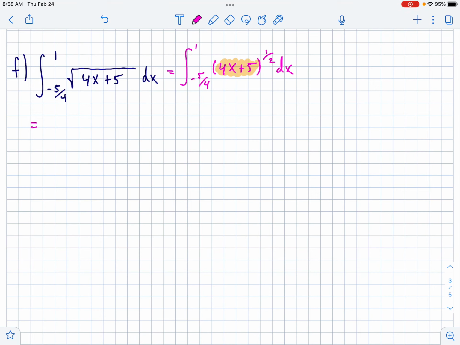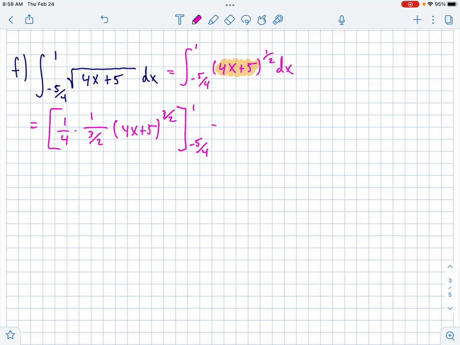So this will become, well, we need to have the 1/4, and then it's going to be times 1 over n plus 1. So 1/2 plus 1 is 3/2. So this will become 1 over 3/2, times (4x plus 5) to the 3/2. And then we're going from 1 to -5/4.